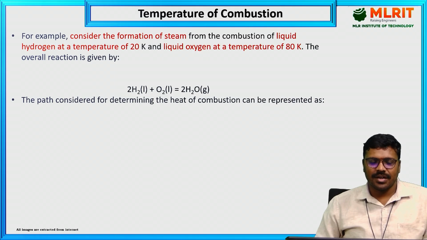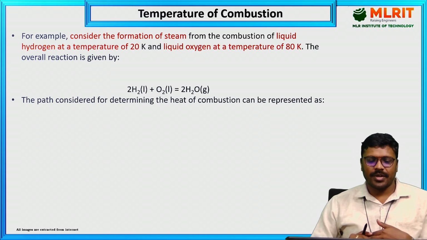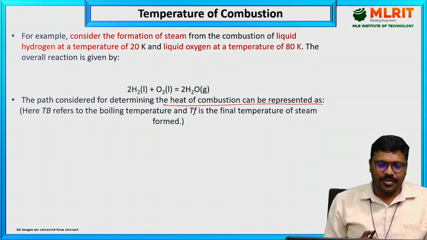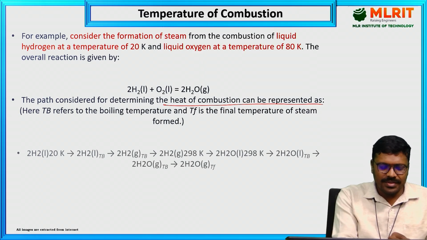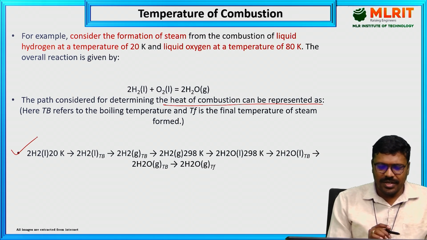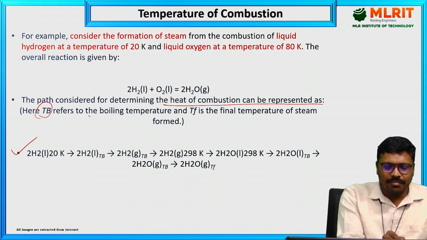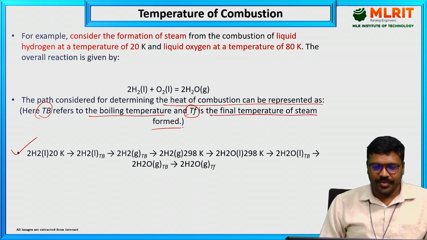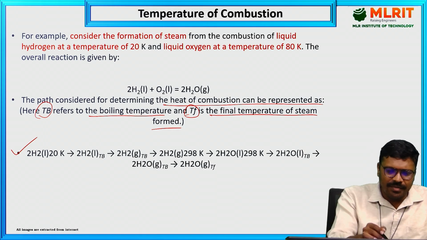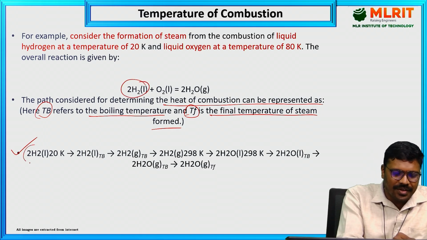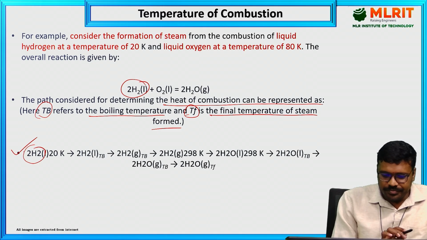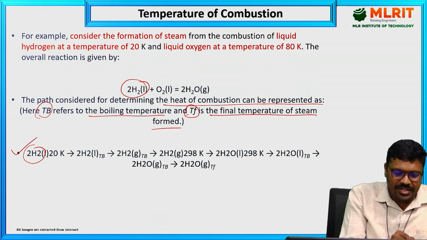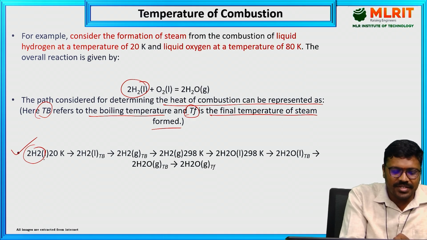So the path considered, how to find this temperature of combustion products. The path considered for determining the heat of combustion can be represented as this equation. Here in this equation, TB means boiling temperature and TF means the final temperature of the steam formed. First, H2 hydrogen is at a liquid state at 20 Kelvin.